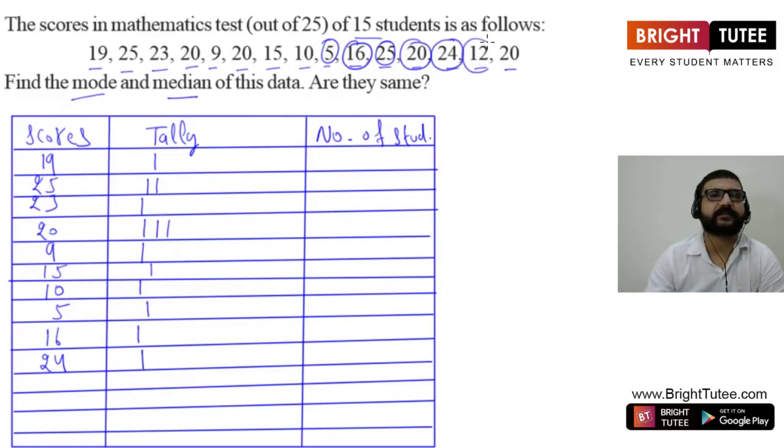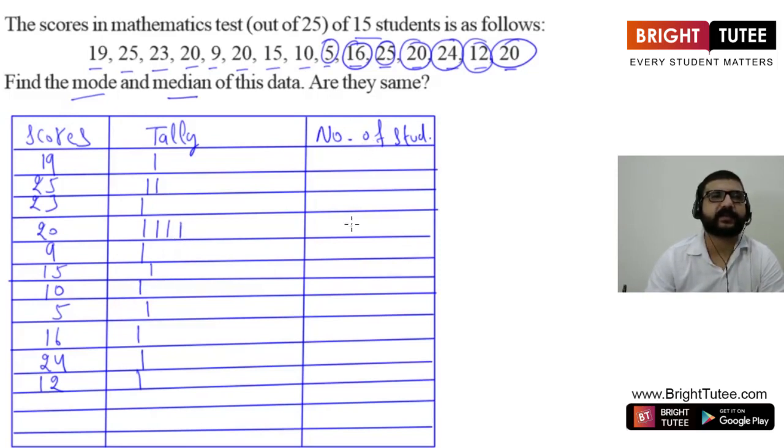Now after 24 we are having 12. Have we already written 12? No, we have not written 12 yet. So let's write it and we will mark one tally bar in front of 12. And after 12 we are having 20 at the last. We have already written 20, so we will just mark one tally bar here in front of 20.